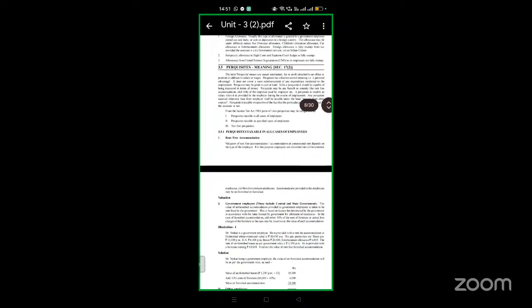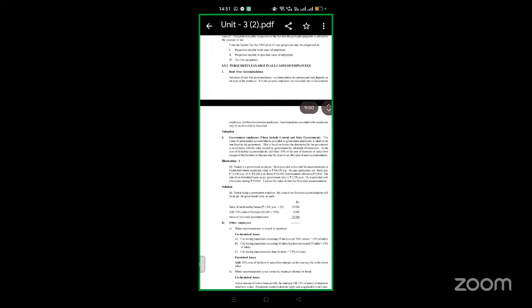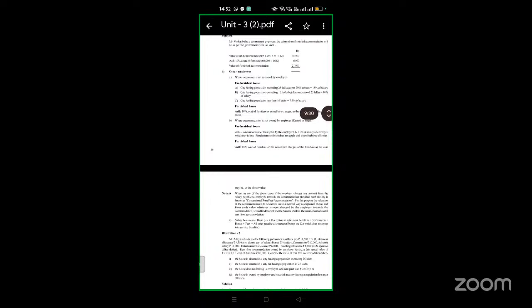The next we have is perquisites. Under perquisites, the most important one is rent-free accommodation, and the other one is motor car. These two are very important perquisites that we'll discuss in the next class.